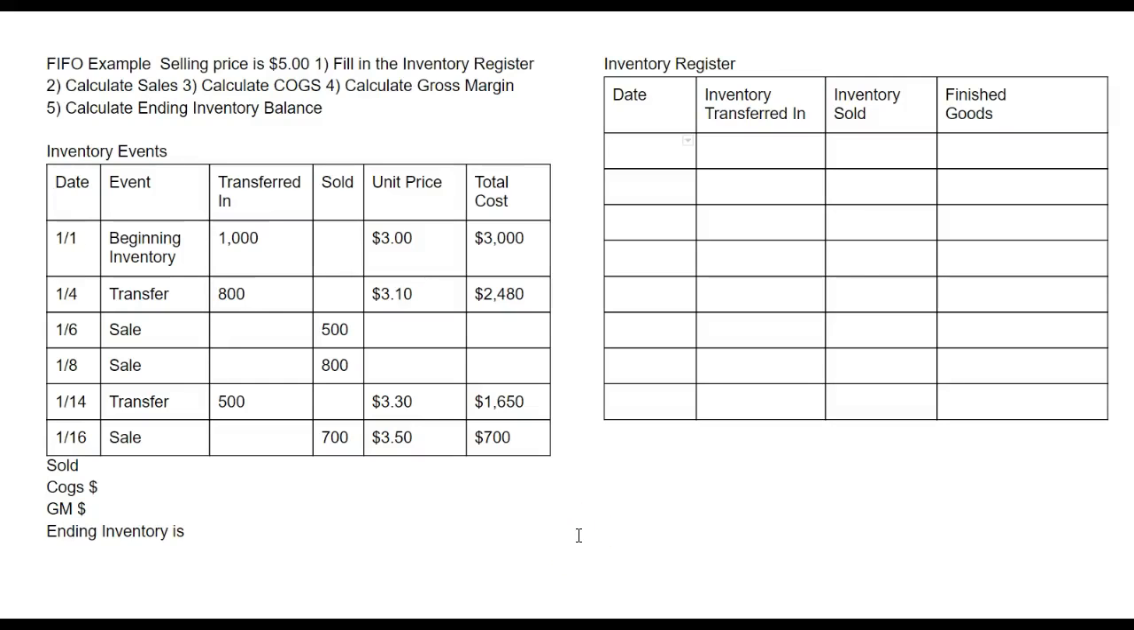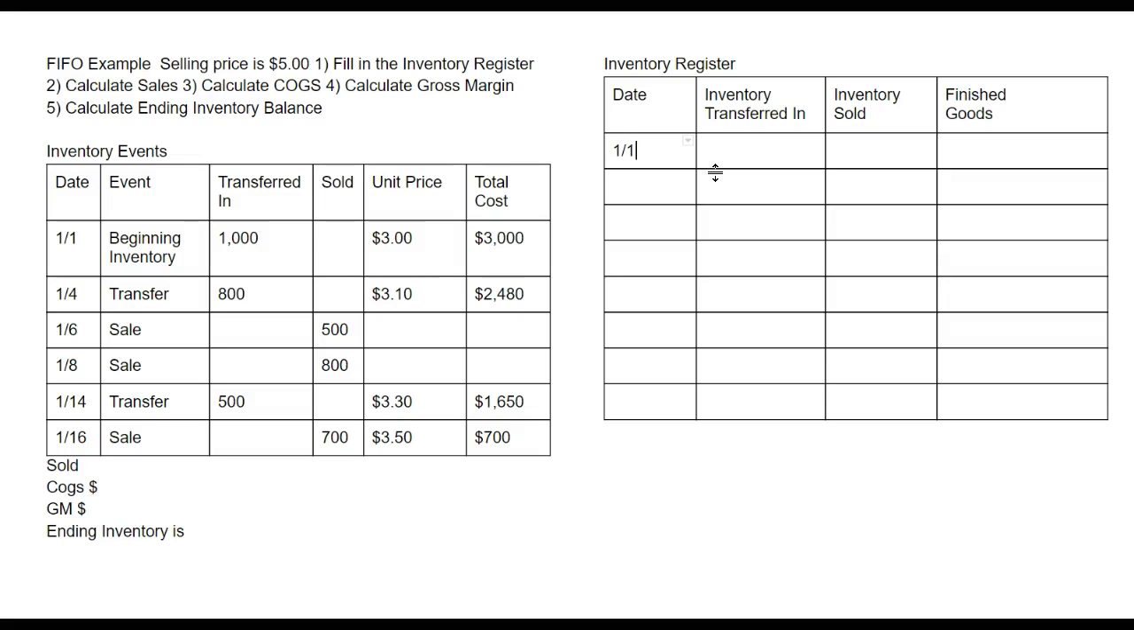I'm going to go over a FIFO example on how we handle inventory. We have our inventory events that occurred during the month here on the left, and we're going to then calculate our inventory register here on the right first. Then we're going to calculate sales, COGS, our gross margin, and then our ending inventory balance.